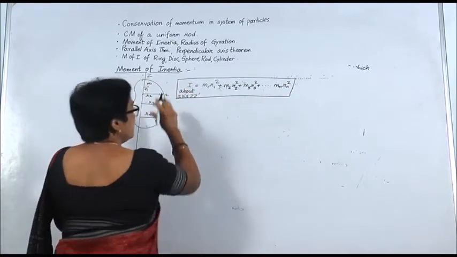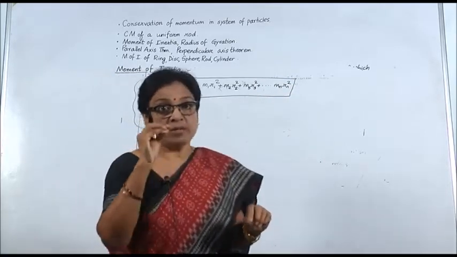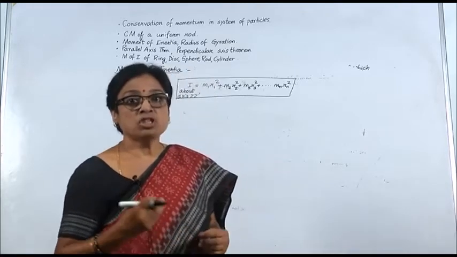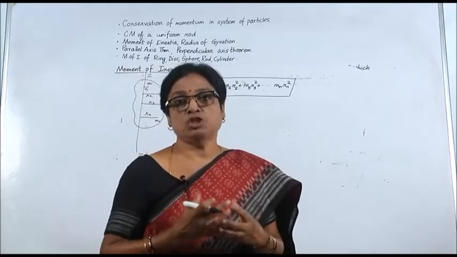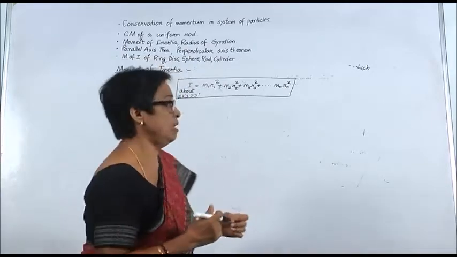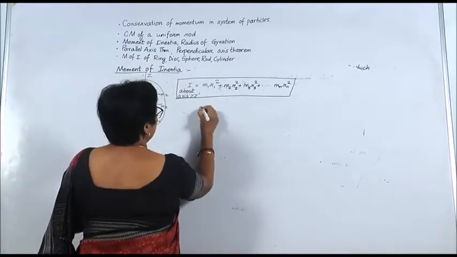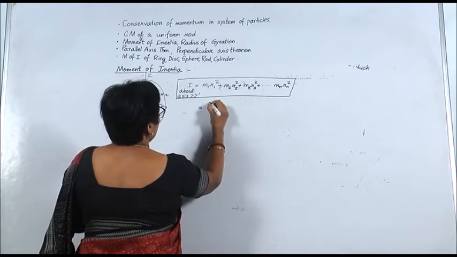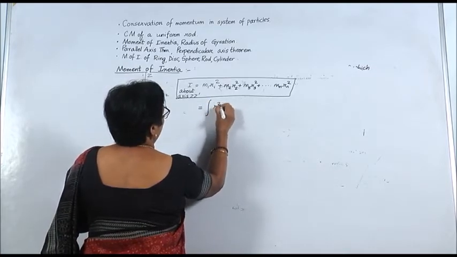Now, I have taken it as individual discrete masses, but in most cases it is a continuous distribution of mass. So, we will have to convert it into an integral. When I convert it into an integral, this will be equal to integral of dm r square.